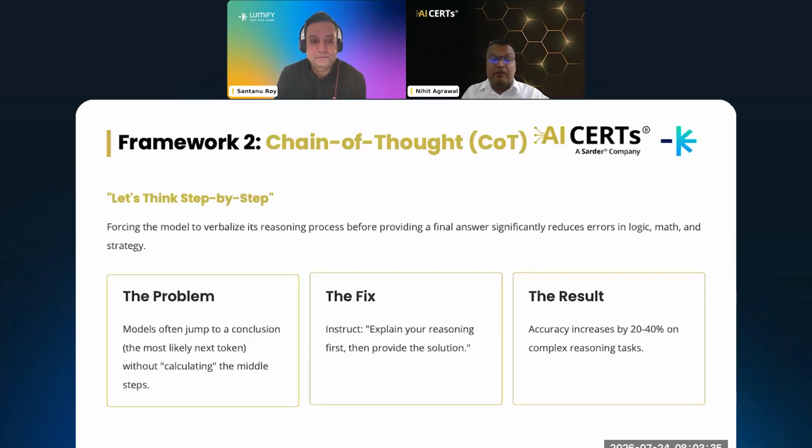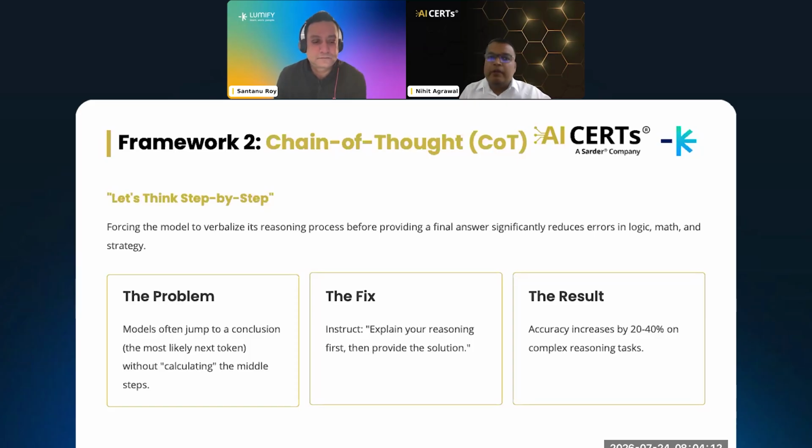Okay. While this works well for simple questions, it can create problems for tasks that require multiple steps of reasoning. The model may skip important analysis, make assumptions, or sometimes overlook critical details. And this is where chain of thought prompting becomes valuable. Instead of asking what to do, we instruct it to explain its reasoning process first, and then provide the solution.